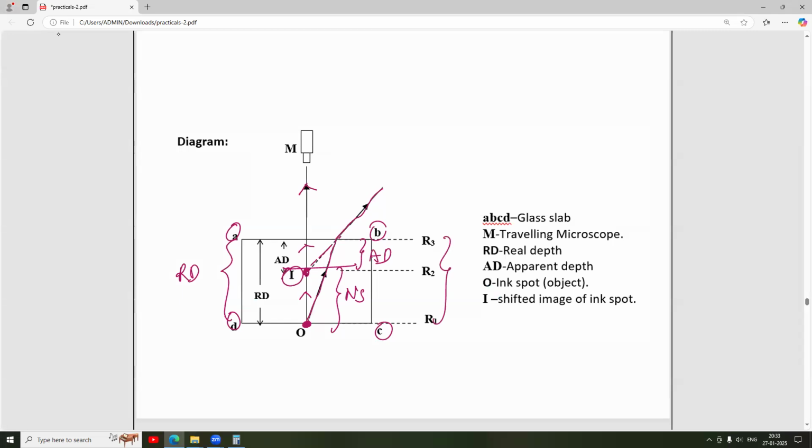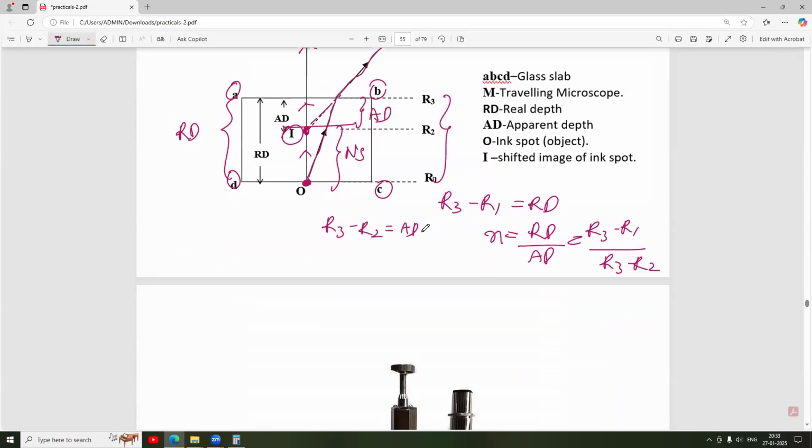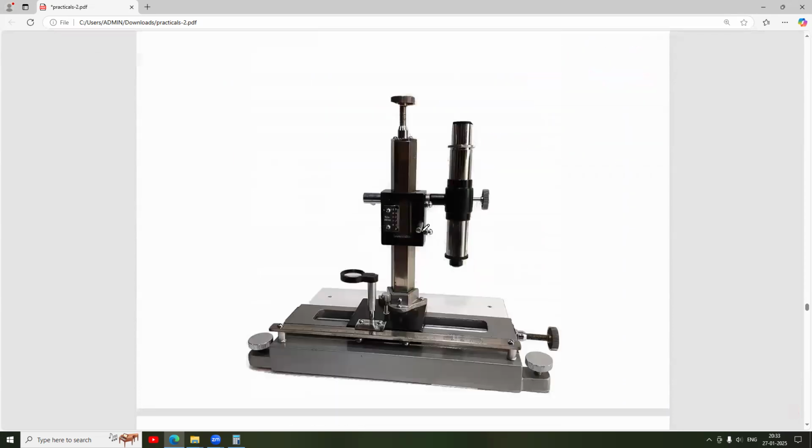So real depth is reading R3 minus R1. That is real depth. What is apparent depth? R3 minus R2 is apparent depth. And you know the formula, n equal to real depth by apparent depth. That is n equals (R3 minus R1) by (R3 minus R2). So it is a very easy experiment. Only the thing is taking the readings in the traveling microscope.